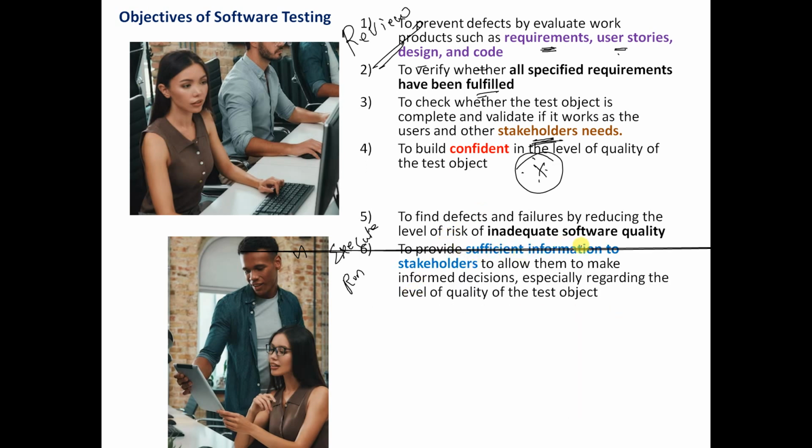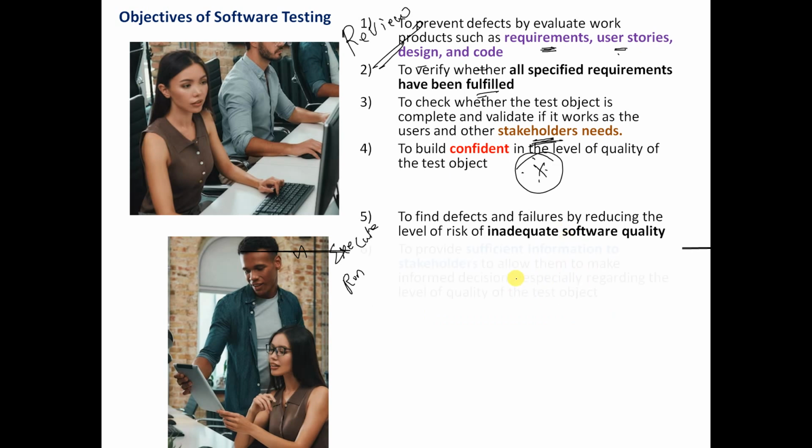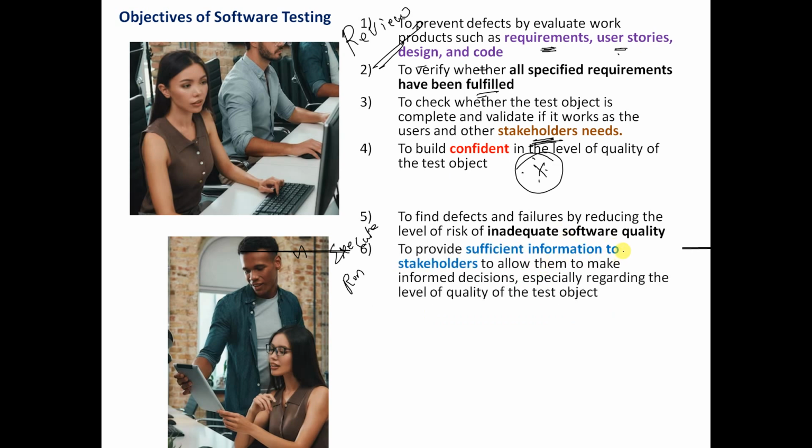To provide sufficient information to the stakeholders to allow them to make informed decisions, especially regarding the level of quality of the test object. This is very simple to understand. Say, for example, if you find there is some issue with the software, then at the time of release you have to inform your stakeholders that this defect is open and not fixed. You have to inform the customer and provide proper, sufficient information regarding the issues. That's what they mention here: to provide sufficient information to the stakeholders to allow them to make informed decisions, especially regarding the level of quality of the test object.